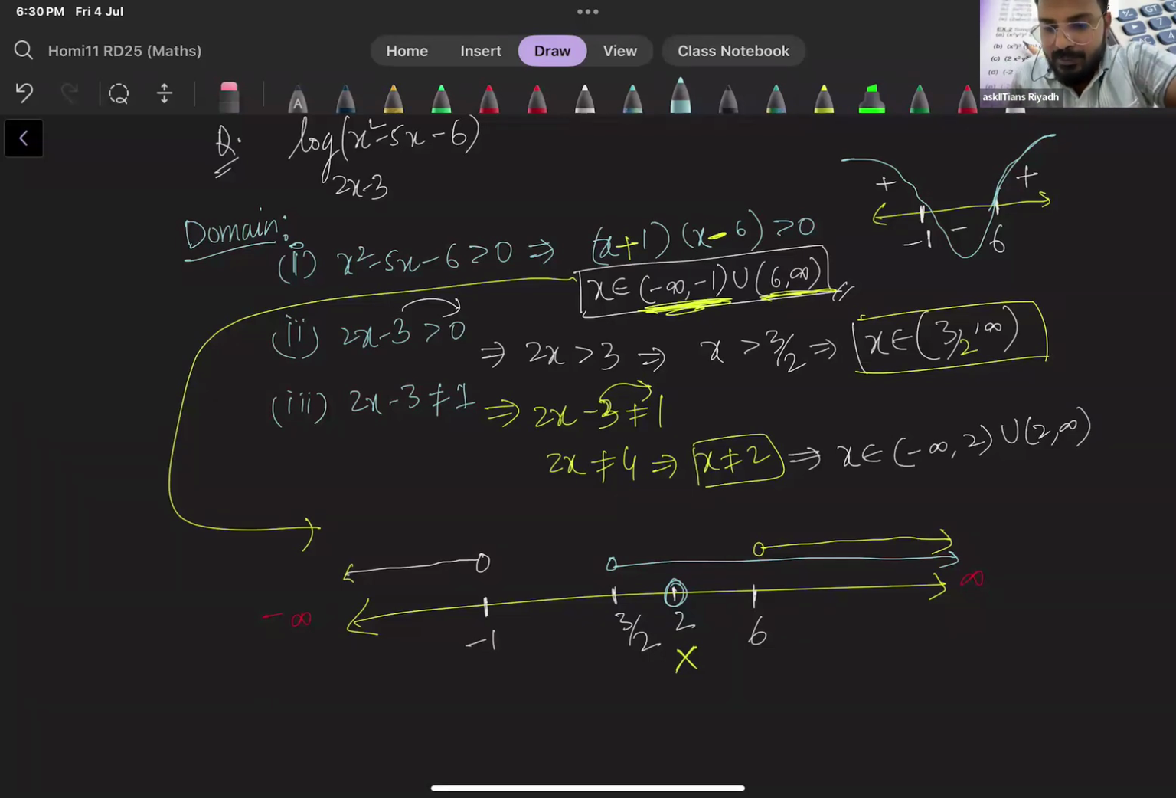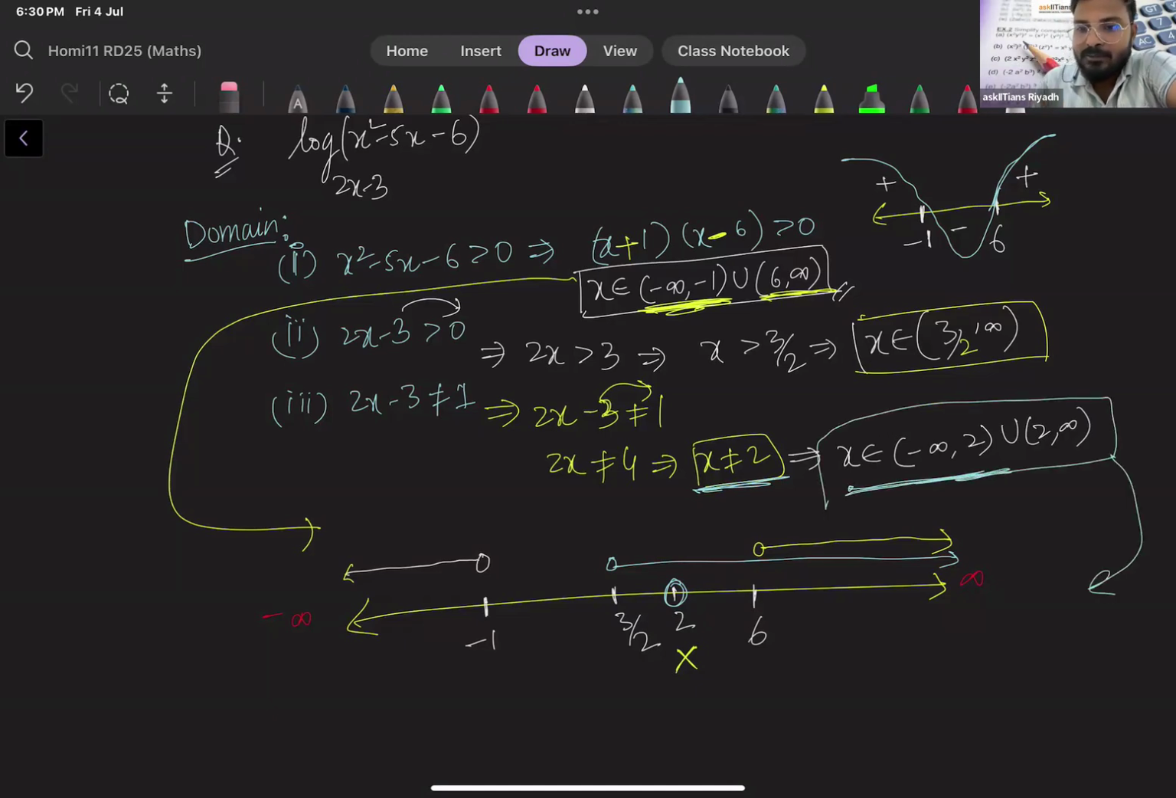Yes guys, so now if you see, x is not equal to 2 is same as x belongs to minus infinity to 2, union 2 to infinity. Now if you plot this on the number line, we are going to plot a line like this. Minus infinity to 2, 2 open circle, and then 2 to infinity. Now what is common in all the three sets or all the three lines? You can clearly see that interval from 6 to infinity is common. Yes or no?